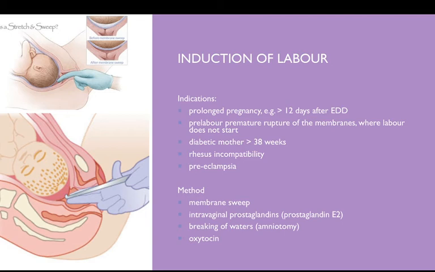The methods. The first method is membrane sweep, where you insert a finger into the vagina and sweep over the head, to separate the membrane from the cervix. So that's before the membrane sweep, and that's afterwards. You can induce labour using intravaginal prostaglandins, or by artificially breaking the waters using an amnio hook, which is what they're doing there. That's also known as an amniotomy, or you can induce labour with oxytocin.